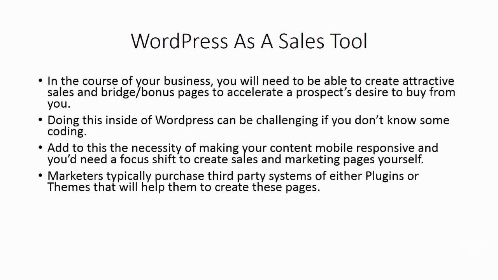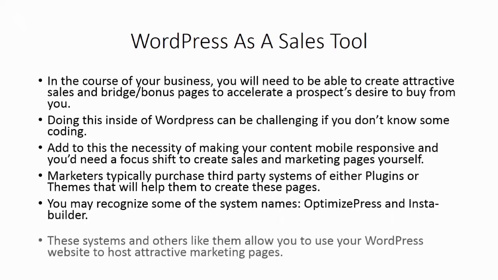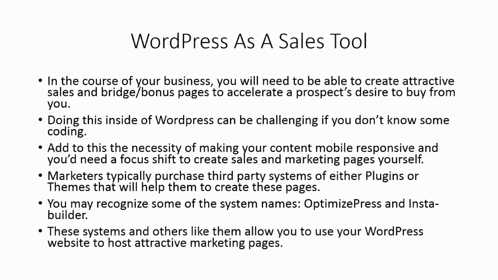Now marketers typically purchase third-party systems of either plugins or themes that will help them to create these pages. You may recognize some of the system names, such as OptimizePress and Instabuilder. These systems and others like them allow you to use your WordPress website to host attractive marketing pages.